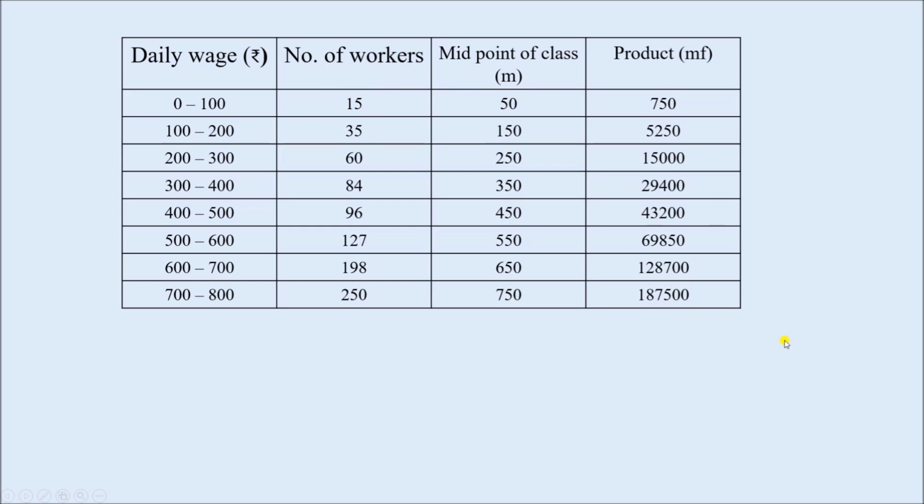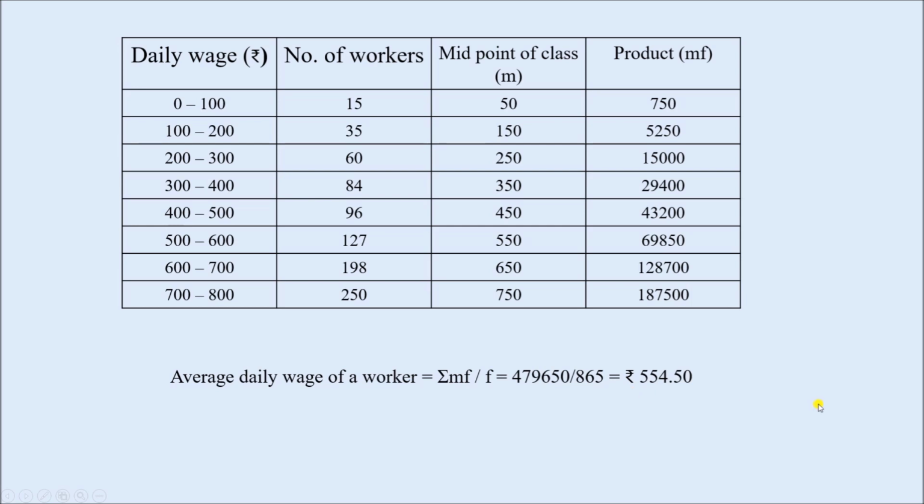And in the final step, what we shall do is take the summation of all the products, which will be about 4,79,650, and divide it by the total number of observations. In this case, this is 865 workers, and we shall get the average of 554 rupees 50 paisa. That is the average daily wage of the worker.